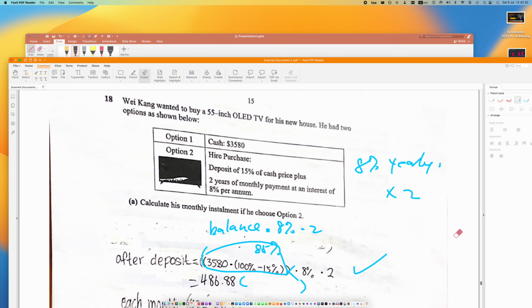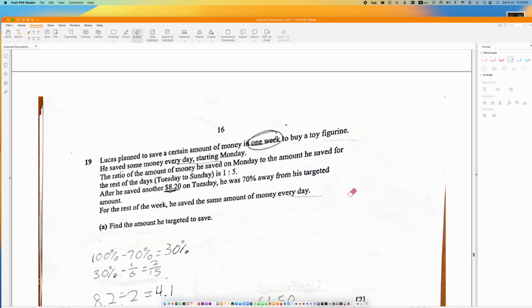So I think since your teacher has taught you this higher purchase scheme, right? I think you must have learned the simple interest and compound interest. Okay, never mind. Okay, I don't want to talk about this question.